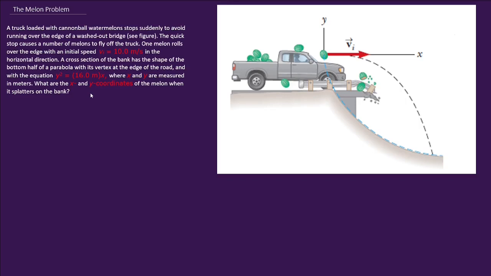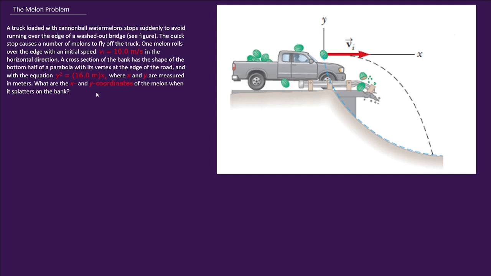A truck loaded with cannonball watermelons stops suddenly to avoid running over the edge of a washed-out bridge. The quick stop causes a number of melons to fly off the truck. One melon rolls over the edge with an initial speed of 10 meters per second in the horizontal direction.